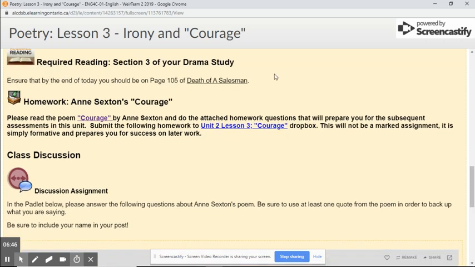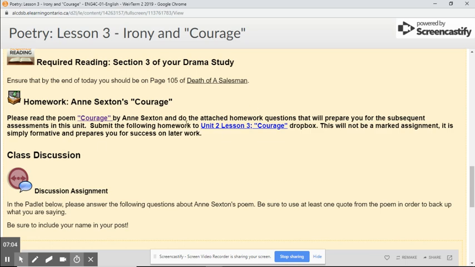So we should be done reading up to section 3 of the novel, page 105. It's not like you're going to be tested on this today. We don't start it till next week. I think our new unit starts on Thursday. So you have 3 or 4 days to get it done, and you really should be done that drama study prior to when we start it.